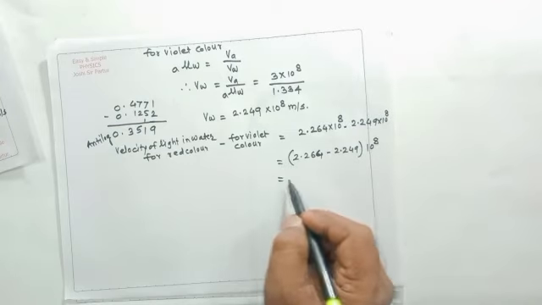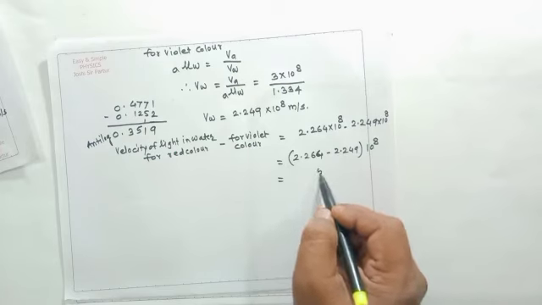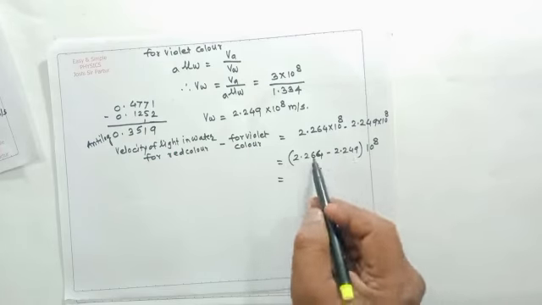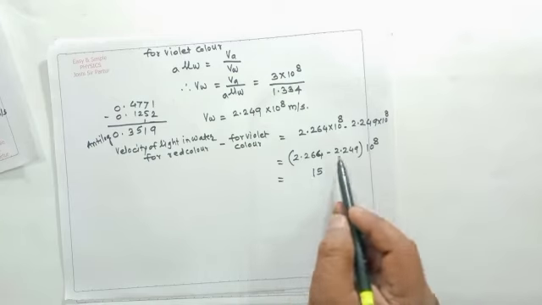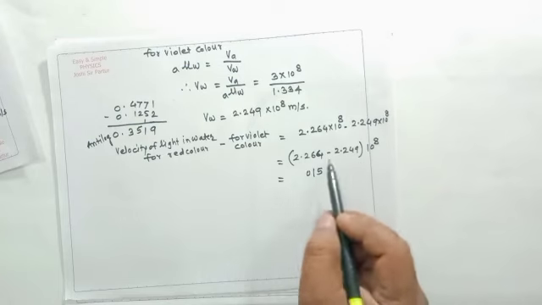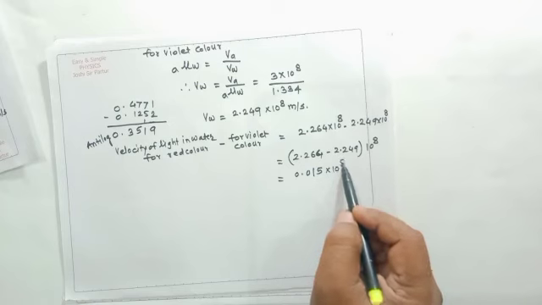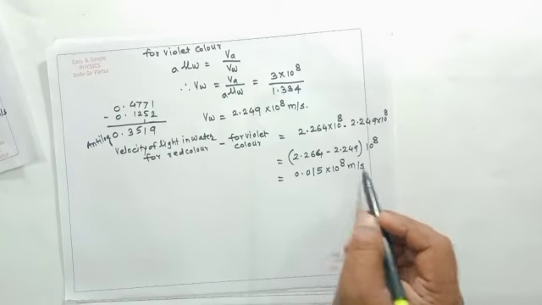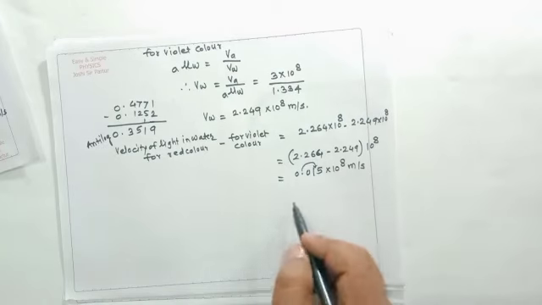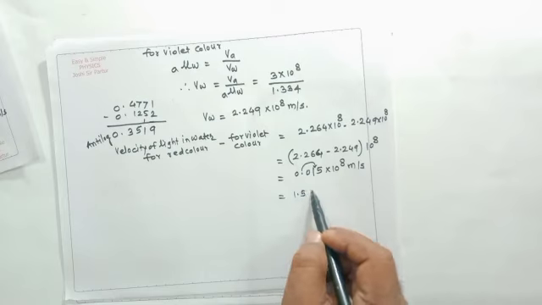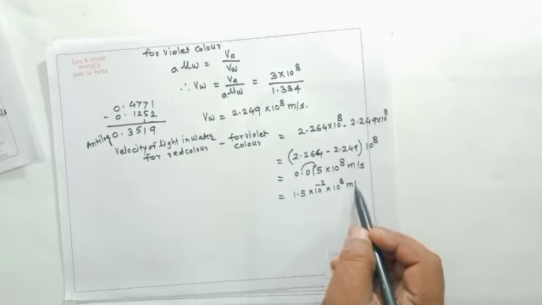So here from 14, 9 is subtracted, so 5 is remaining. From 6, 5 is subtracted, 1 is remaining. From 2, 2 is subtracted, 0 is remaining. From 2, 2 is subtracted, 0 is remaining, into 10 to the power 8 meter per second. If we shift this decimal by 2 digits, here 1.5 into 10 to the power minus 2 into 10 to the power 8 meter per second.